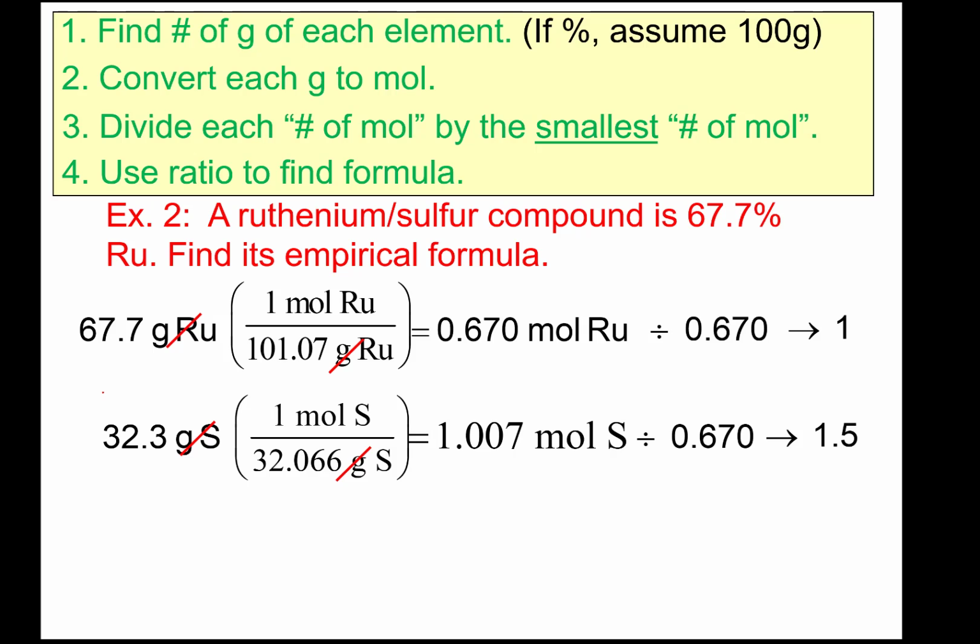And then, because we can't have 1.5 sulfur atoms, we don't have fractions or decimal numbers in our formulas, what we're going to do is multiply the 1 and the 1.5, because we can't do that. We're going to multiply each of those subscripts by the number 2. And we get that formula.